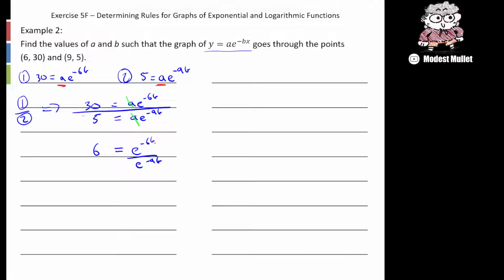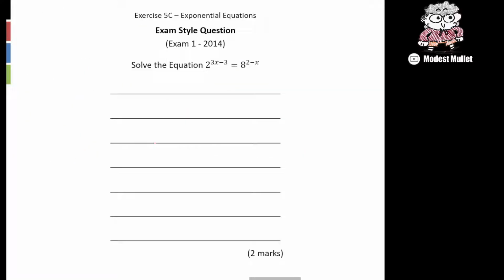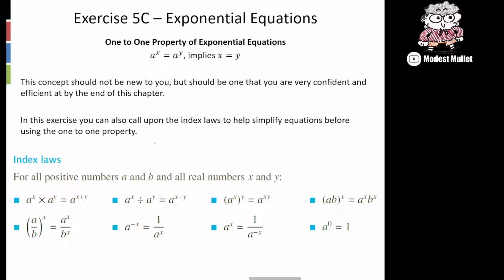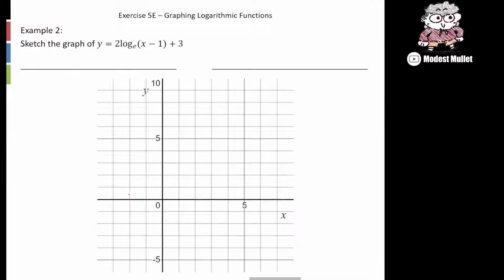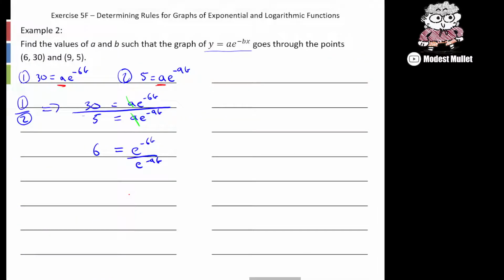It still looks a little bit convoluted, but we can simplify this. If we go all the way back to, where's our index laws? Here we go. If we have two exponents divided by each other that have the same base, we can combine those and just subtract the indices. So we can apply that one to this case.